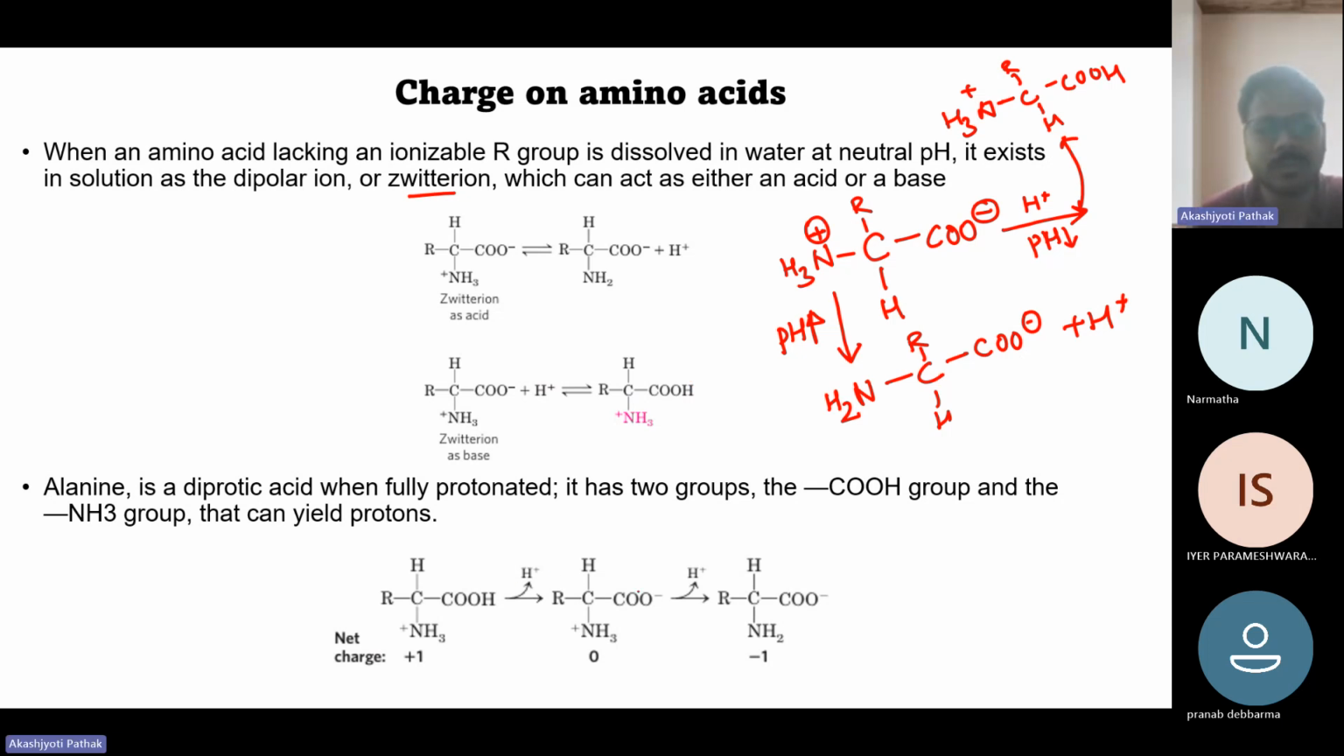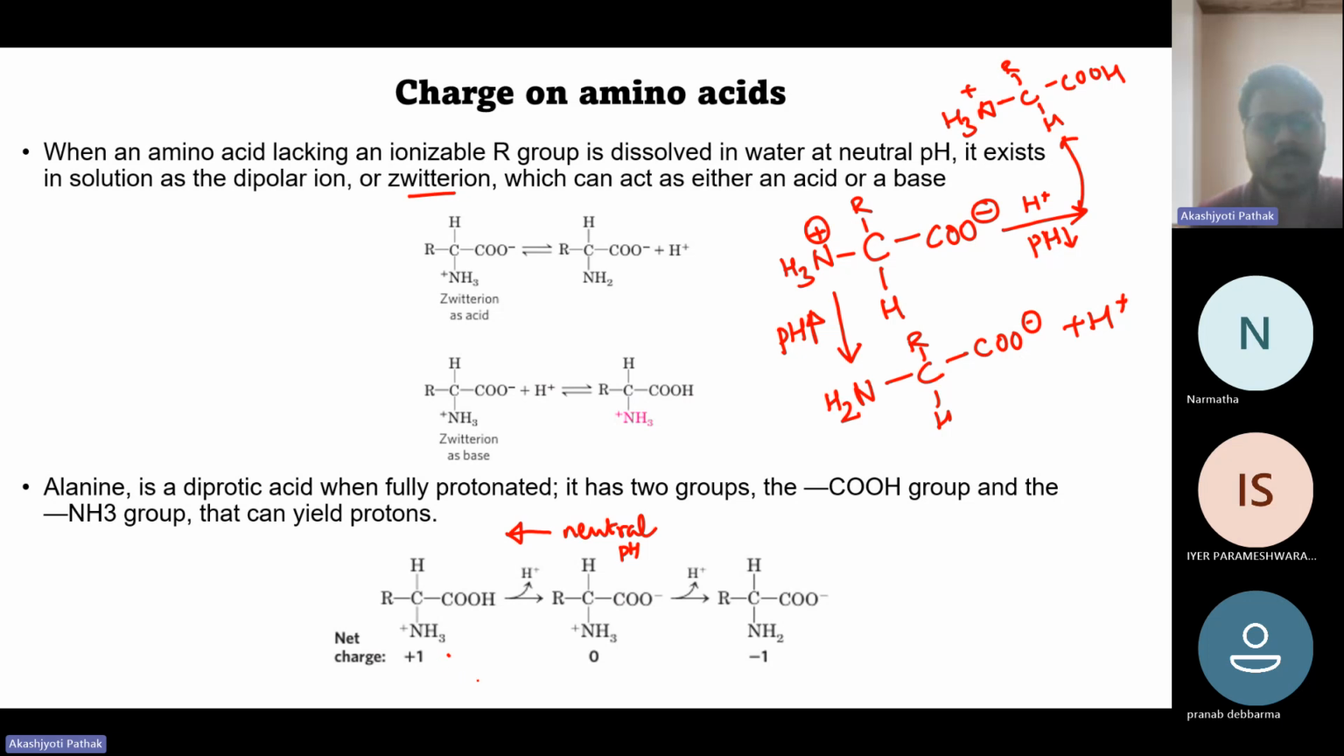So this is at neutral pH. At neutral pH, what is the net charge? In the case of alanine at around neutral pH, because it has an NH3 plus group and a COO minus group, the net charge is zero. Now, as you move to lower pH, this molecule will accept a proton and get converted into NH3 plus CHR COOH. Now the net charge becomes plus one.